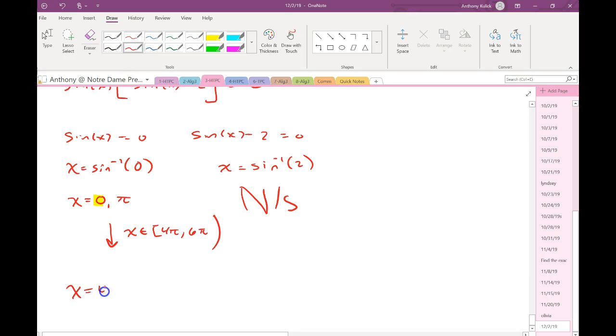Because if I only want the 4 pi answer, why don't I also want 6 pi? The interval has a parenthesis on it, right? If that was 4 pi bracket, or bracket 4 pi, comma 6 pi bracket, I'd also want to list 6 pi as an answer here. But that's not the case.